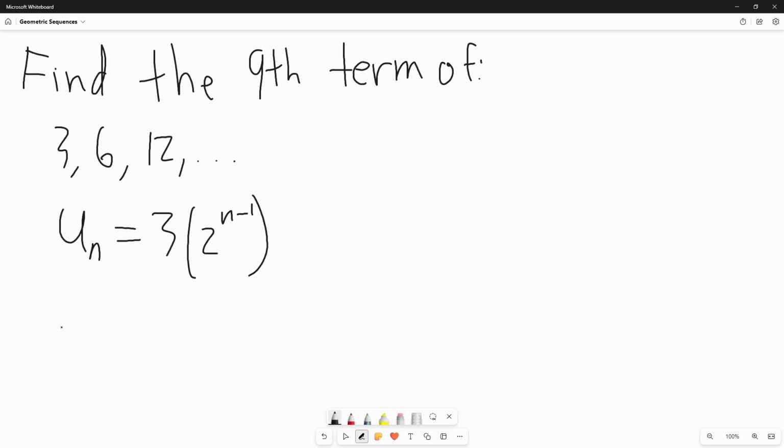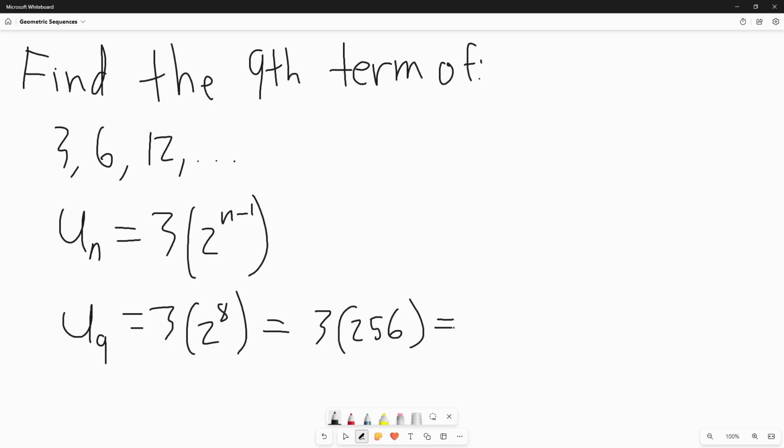And if we want to find the ninth term, we just plug in 9 for n. So we just do u9 equal to 3 times 2 to the power 9 minus 1, which is 8. And this is equal to 3 times 2 to the power 8, which is 256. And 256 times 3 is 768. This is our answer. This is the ninth term of this sequence.